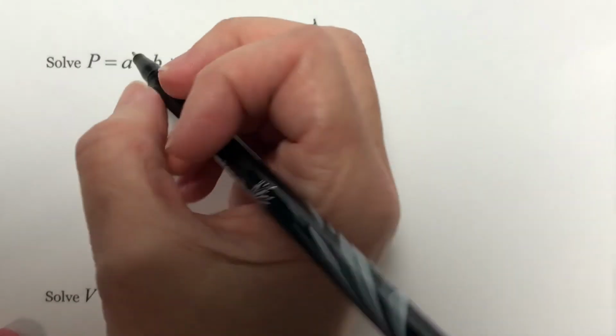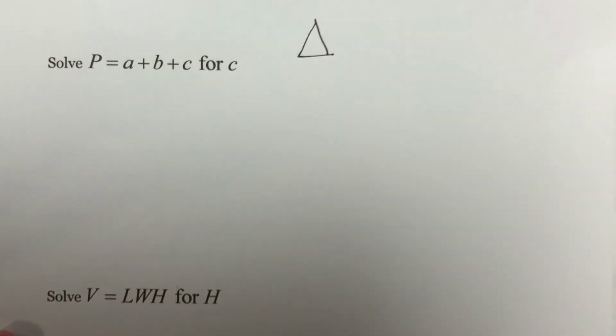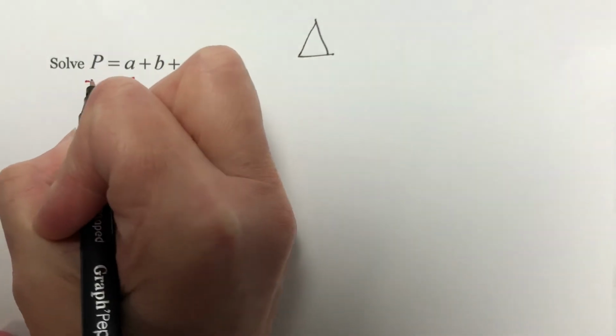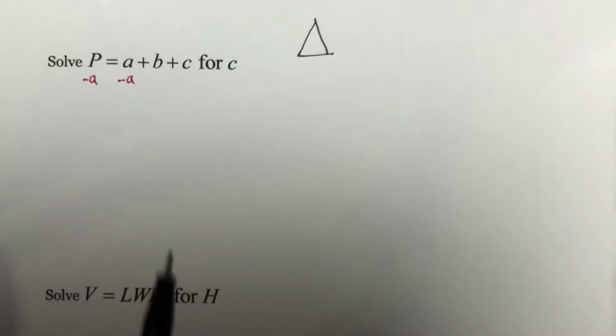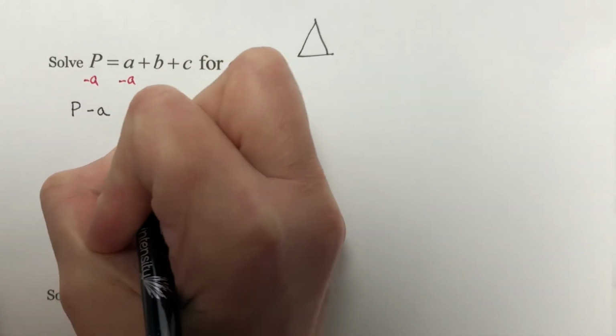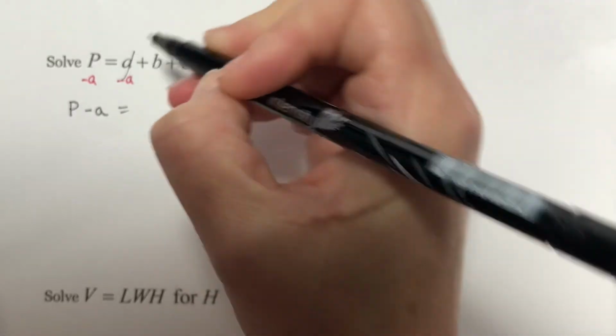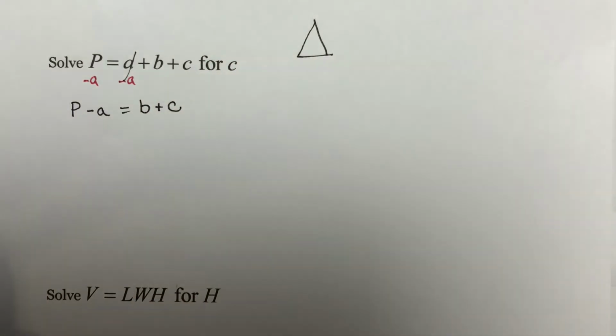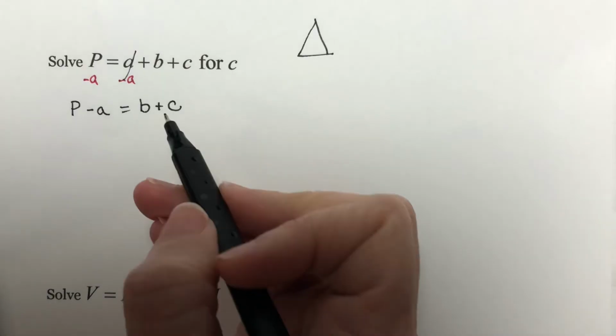So what will we do? I want to get A away from the C. This is added, so I'm going to subtract an A, and when I do it, I have to do it to both sides. So far, I have P minus A equal to, that canceled, so I have B plus C. Now I almost have C by itself.